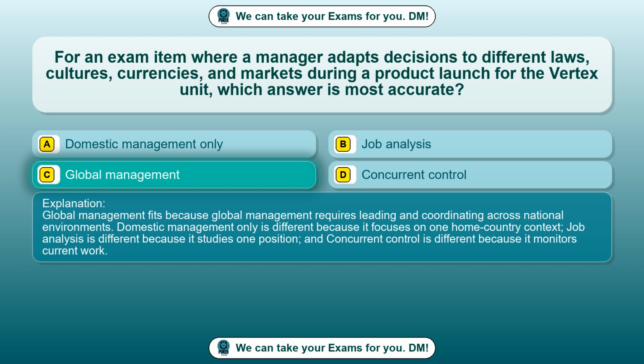Global management fits because global management requires leading and coordinating across national environments. Domestic management only is different because it focuses on one home country context. Job analysis is different because it studies one position, and concurrent control is different because it monitors current work. Question 51.